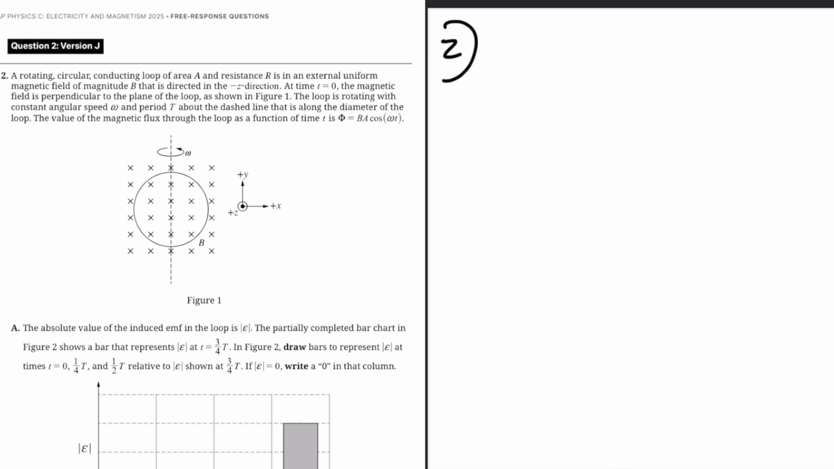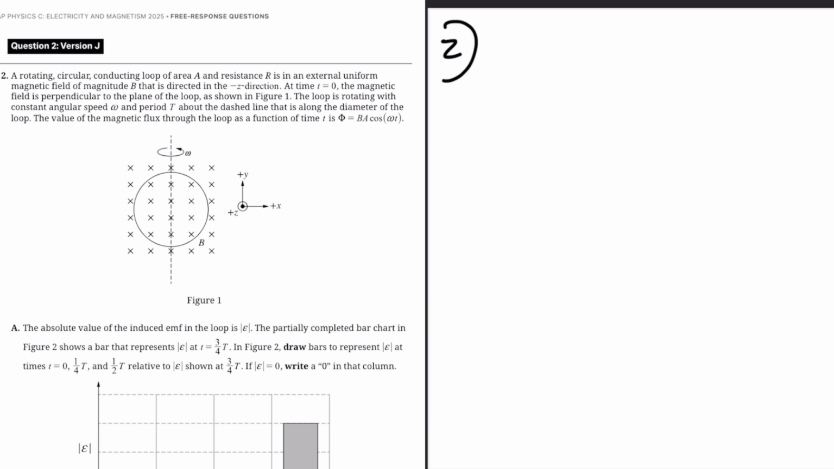A rotating circular conducting loop of area A and resistance R is in an external uniform magnetic field of magnitude B that is directed in the negative z direction. At time t equals 0, the magnetic field is perpendicular to the plane of the loop, as shown in figure 1. The loop is rotating at a constant angular speed w with period T about the dashed line that is shown along the diameter of the loop. The value of the magnetic flux through the loop at time t is magnetic flux equals BA cos wt.